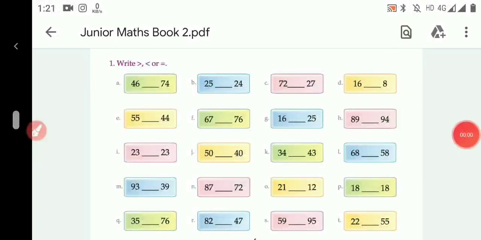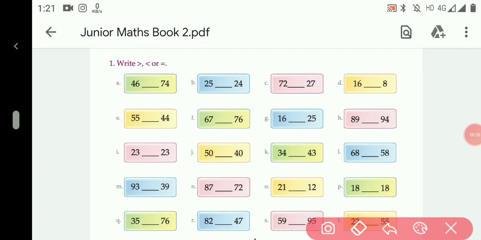Now here is your exercise. We have to put the sign less than, greater than or equal to. Now come on A part. 46 and 74. First we will compare the digits in the tens place. 4 and 7. Which is greater? 7. So the sign will come towards 74.